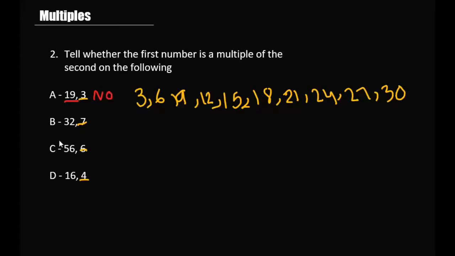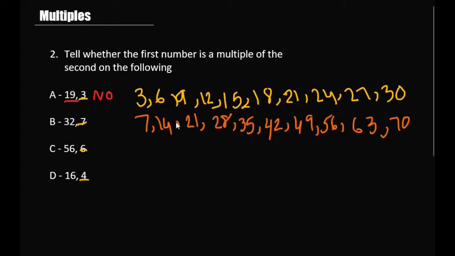So we're going to do the same thing to the second question. Now that we have all our numbers written down, we just look to see if 32 is one of these numbers. I don't see 32 here, so 32 is not a multiple of 7. So the answer for this as well is no.